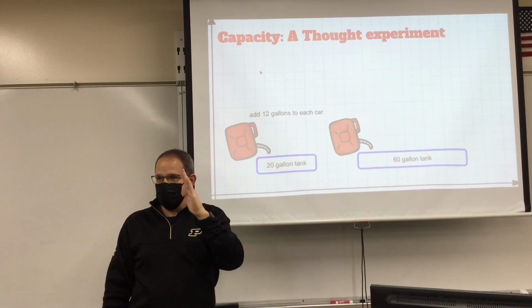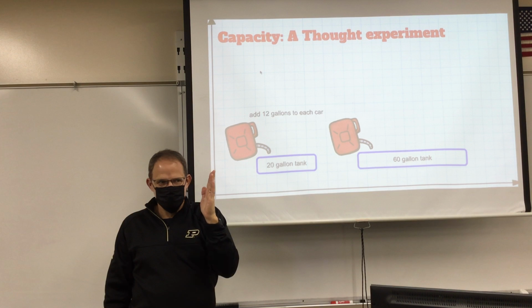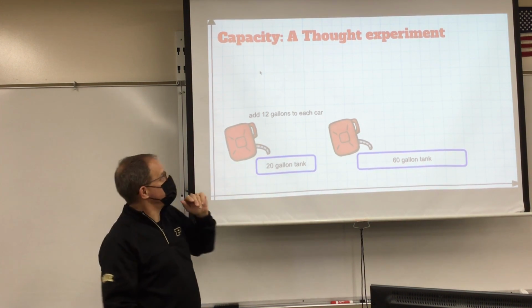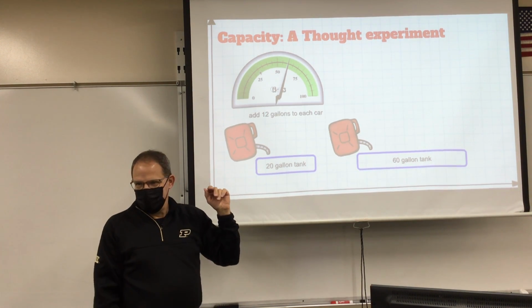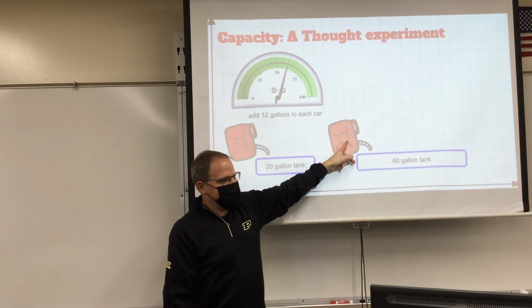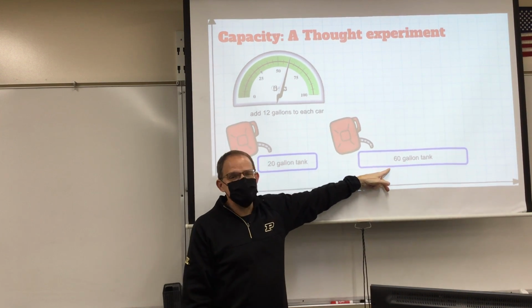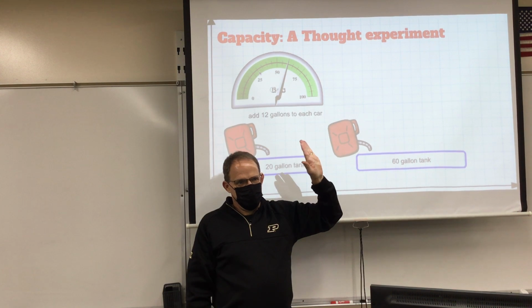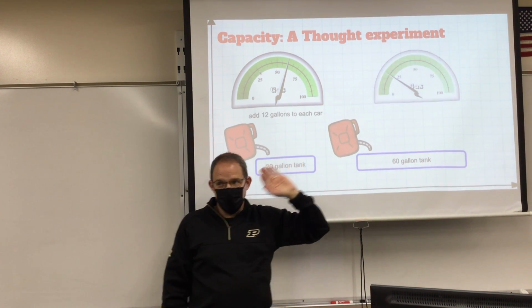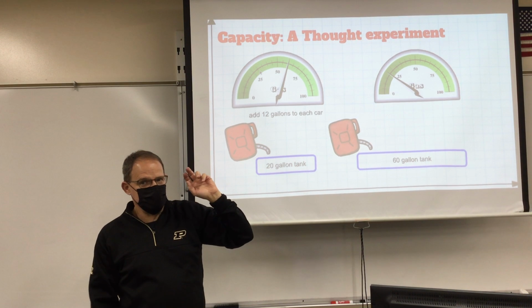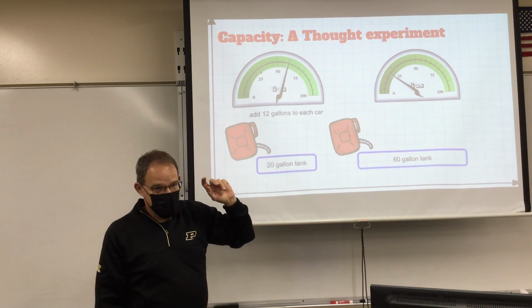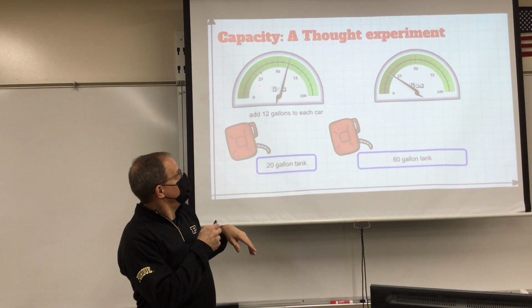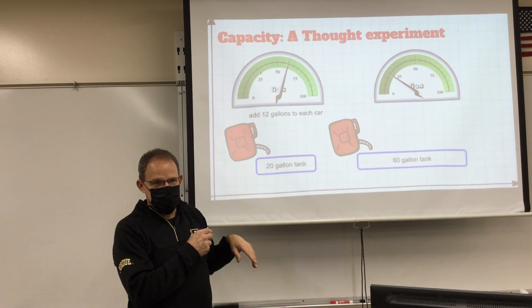Over half. Over half? How far over? Could you tell me what percentage? 60%. It'll go to 60%, right? The exact same amount of gas, 12 gallons, goes into a 60-gallon tank. What does the gauge do? Goes to 20%. 12 out of 60 is 20%, right? So, the same amount of gas had different effects on the gas gauge, right?